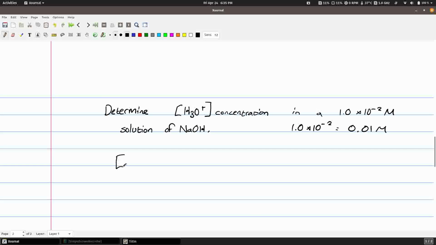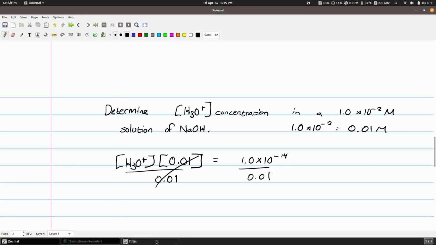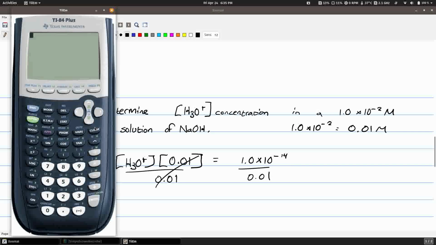So this would be H3O plus times 0.01 equals 1.0 times 10 to the negative 14. So simply divide this out. It's like you're solving for x in algebra. So we would do 1.0, remember to use the EE button, because if you start plugging in times 10 to the negative 14, you're going to make errors. Divided by 0.01.